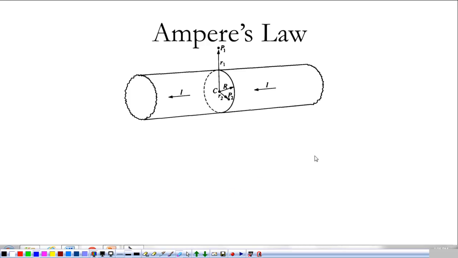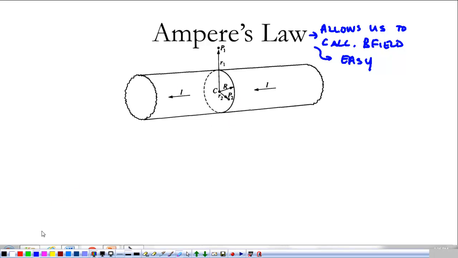In class today we talked about Ampere's law, but I'm going to go through it real quick. What Ampere's law does is allow us to calculate magnetic field for certain symmetries, and it's an easy way. Much easier than using the Biot-Savart law.